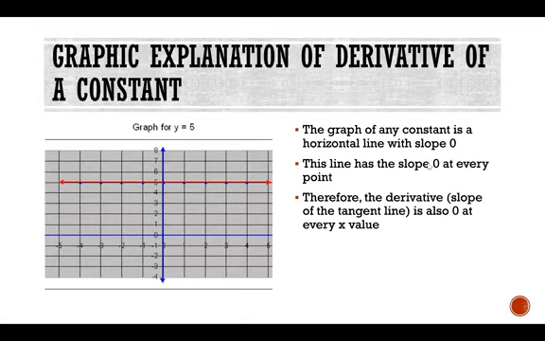Okay, so let me just explain why it is 0 by using a graph. For this example, the graph of y equals 0 is pictured here. And you can see that the slope of this horizontal line is 0. Therefore, every single point on that line has a slope of 0. Therefore, the derivative, which is the slope of the tangent line, is also 0 at every point. So no matter what the x value is, the derivative is going to be 0 for a constant function. Okay, I hope that makes sense.